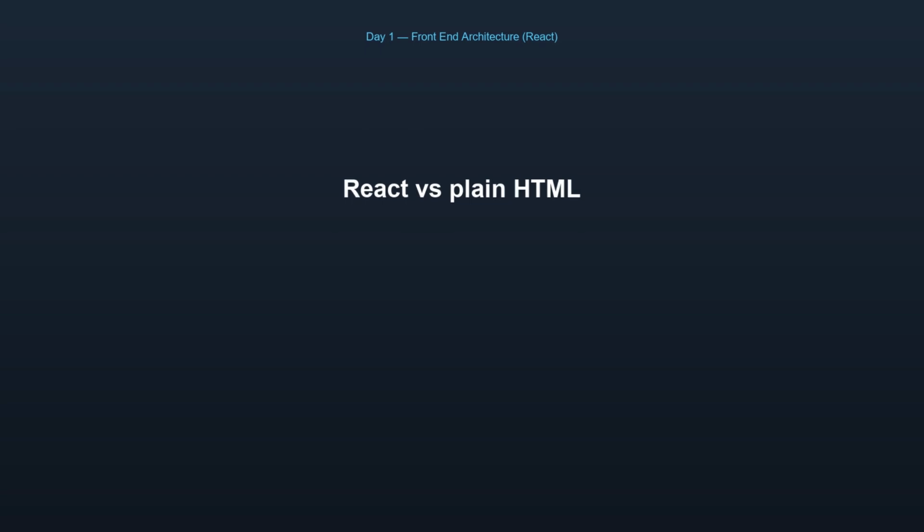Alright. Let us land the plane. React is a JavaScript library for building user interfaces using small, reusable pieces called components. It uses the virtual DOM to update your UI with surgical precision and speed. And it solves the copy-paste nightmare of plain HTML by letting you build once and reuse everywhere. That is React. That is why it matters.